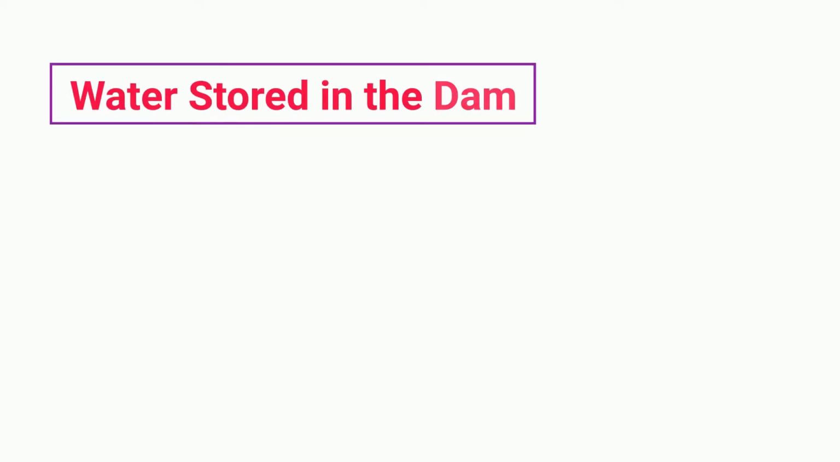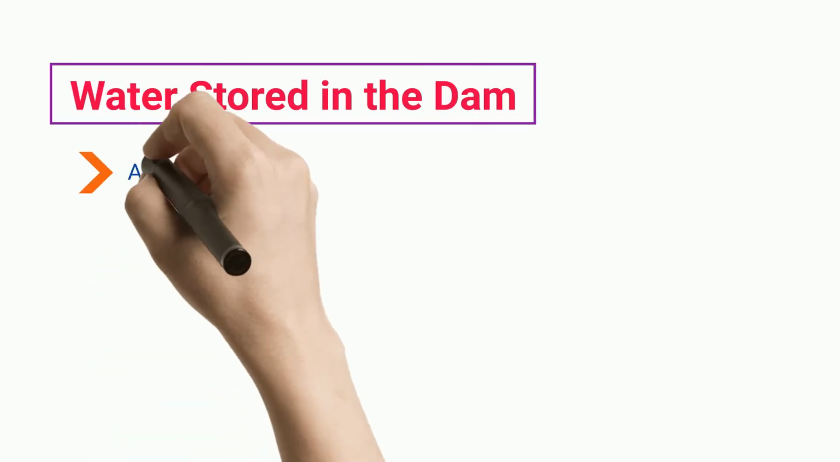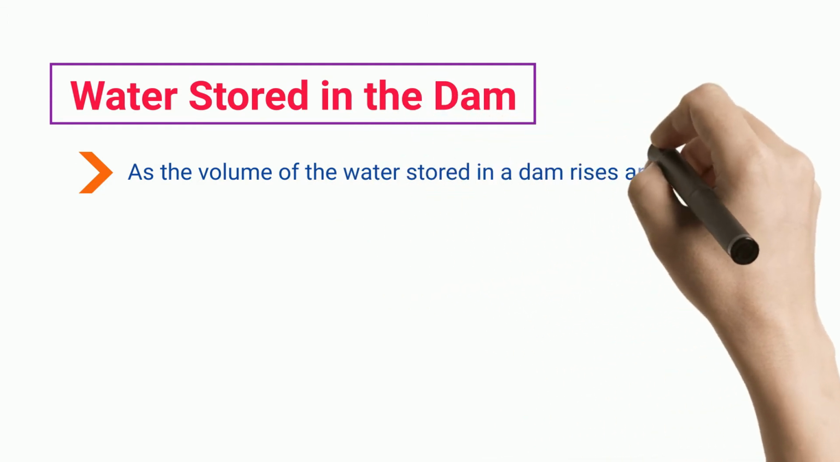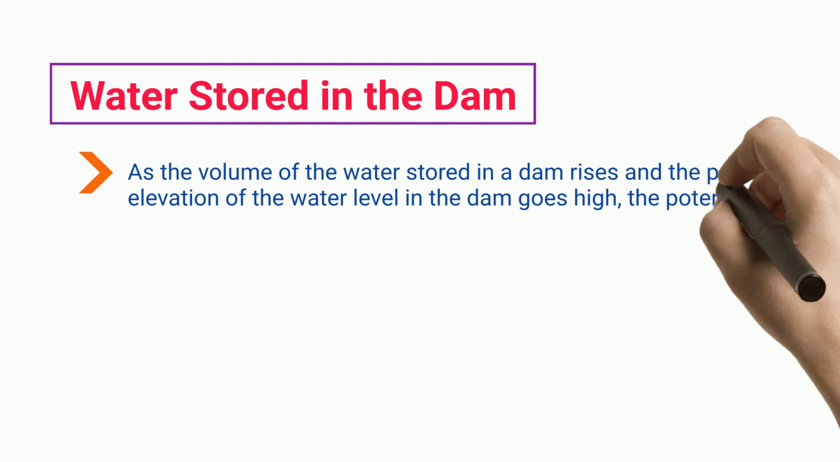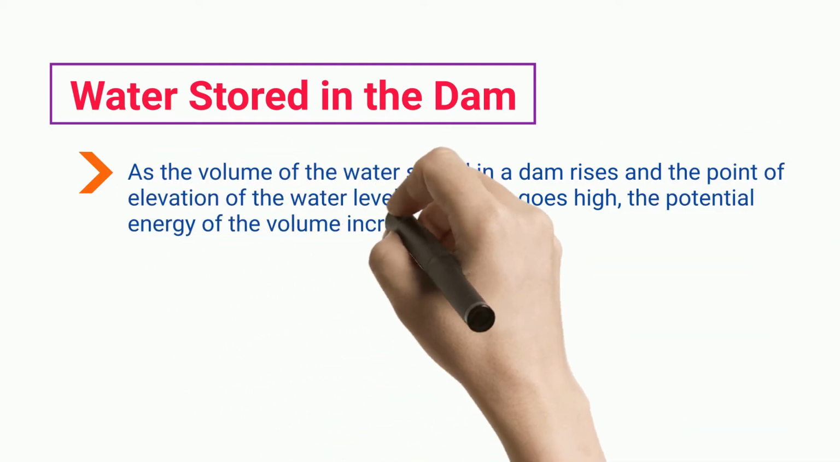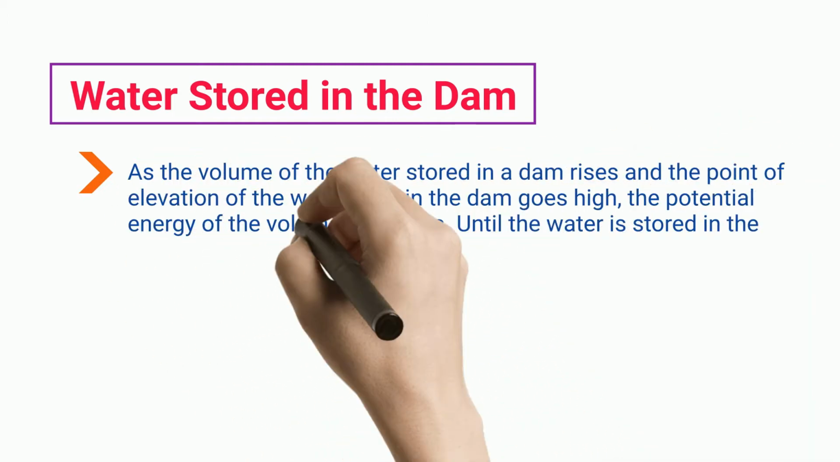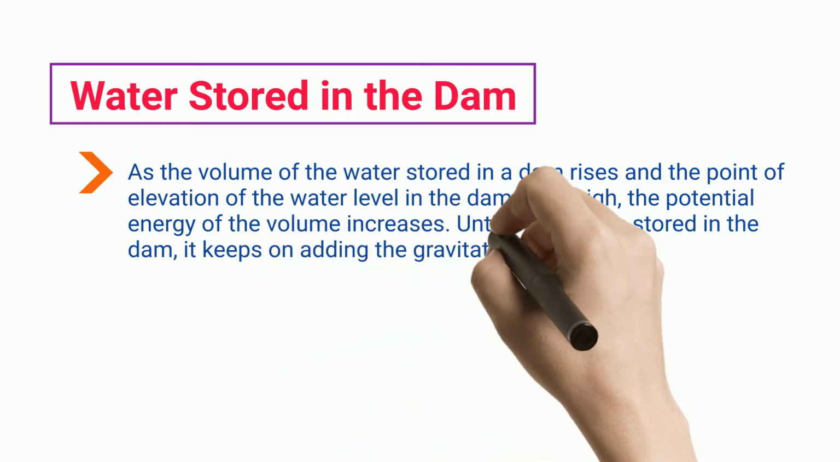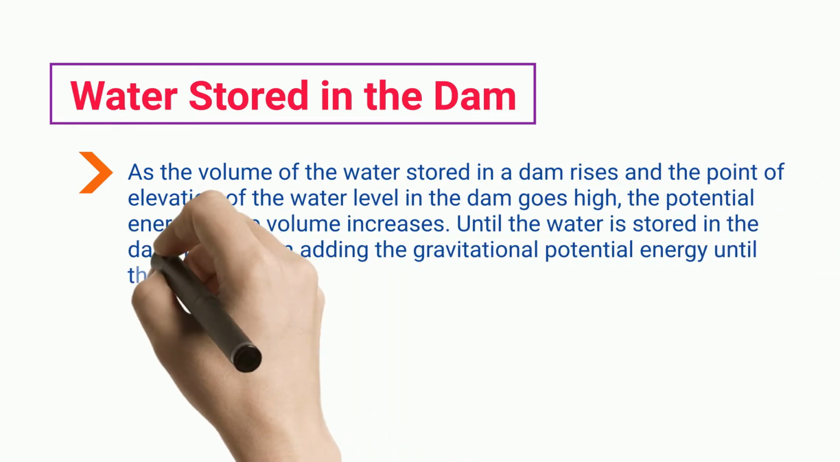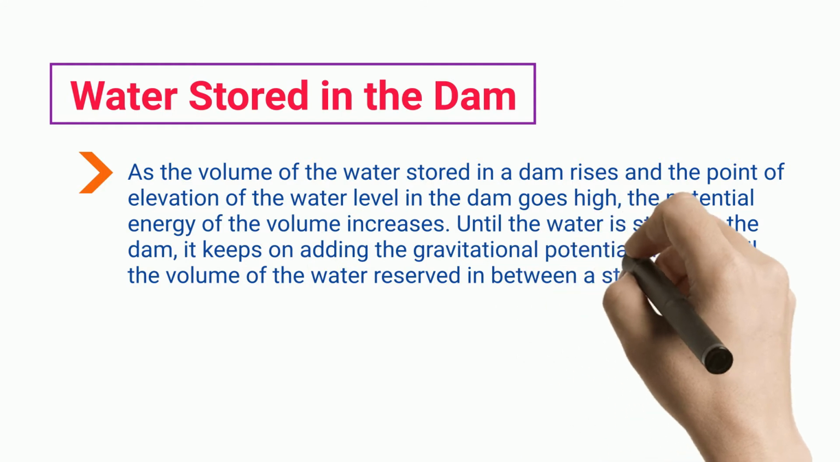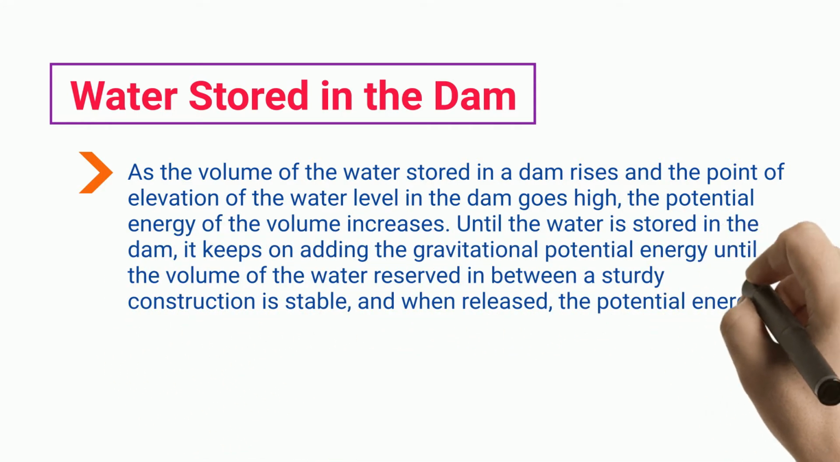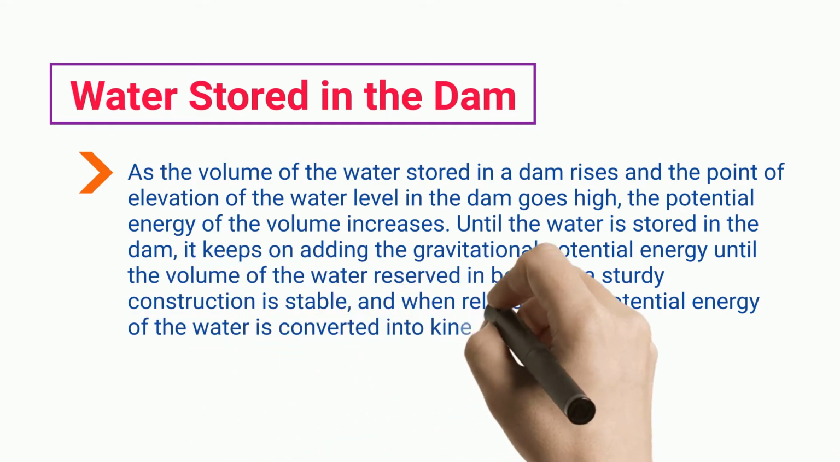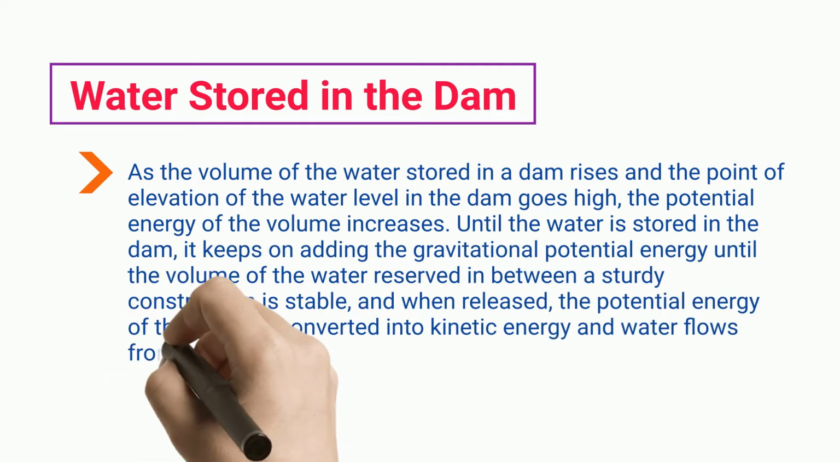Water stored in the dam. As the volume of the water stored in a dam rises, and the elevation of the water level in the dam goes higher, the potential energy of the volume increases. Until the water is stored in the dam, it keeps adding gravitational potential energy until the volume of water reserved behind a sturdy construction is stable, and when released, the potential energy of the water is converted into kinetic energy and water flows from the dam.